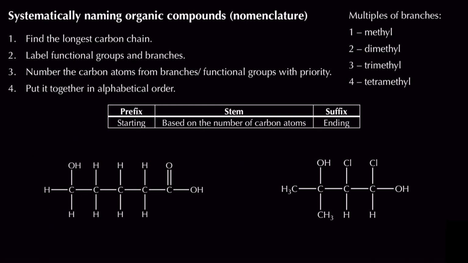So looking at the next one then, we've got some trickier examples again. You've got here 1, 2, 3, 4, 5 carbon atoms altogether. You know it's going to be a carboxylic acid on this side, but we've also got an alcohol over here.